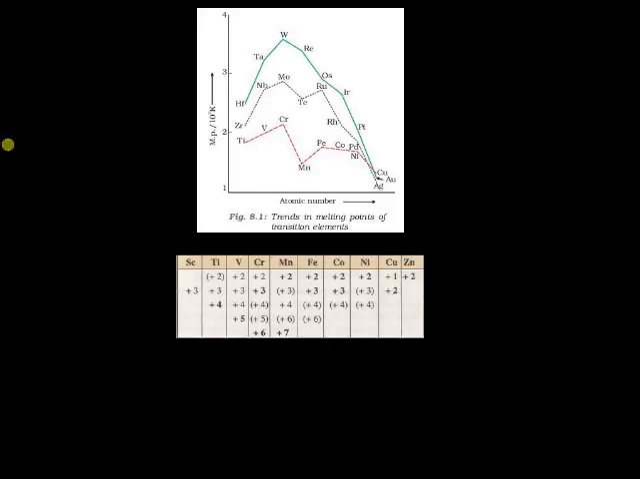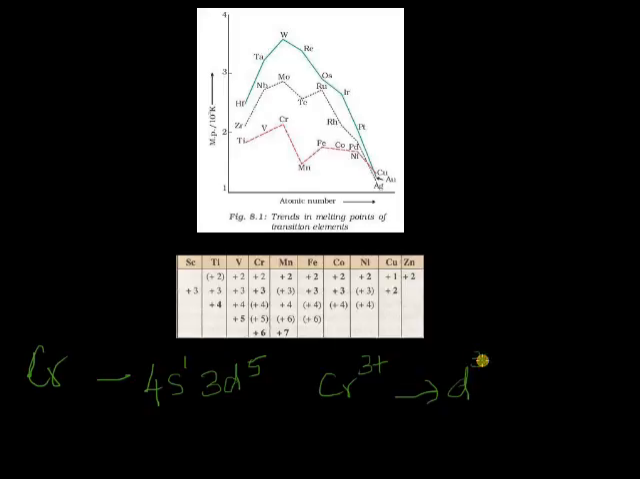See, chromium has an electronic configuration of 4s1 3d5. Now, when it loses 3 electrons, Cr3+, it will have a d3 configuration.